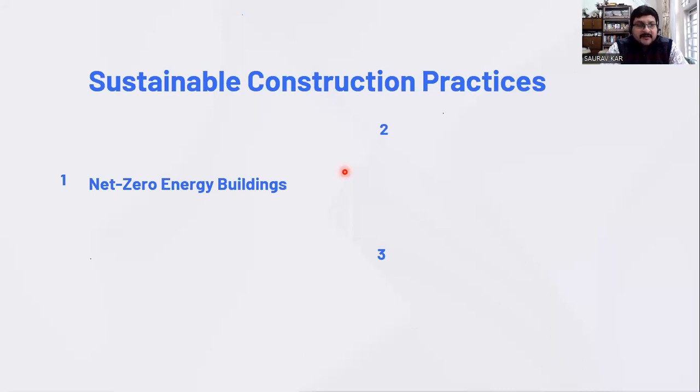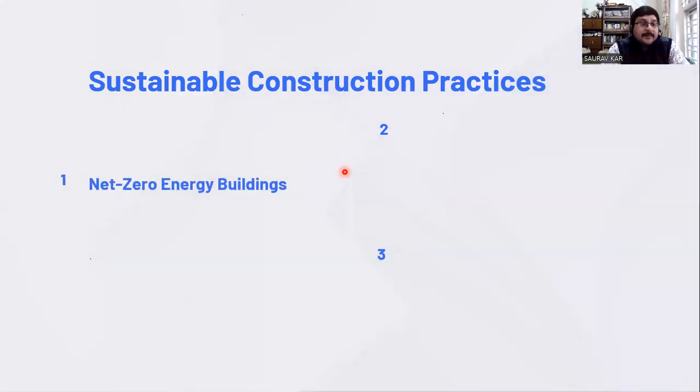Sustainable development is an elective paper in our college, in our institute, but since many of the students might not avail that elective paper, that is why I am trying to make it a semi-compulsory subject for you through a value-added course. Okay, so first is net zero energy building.